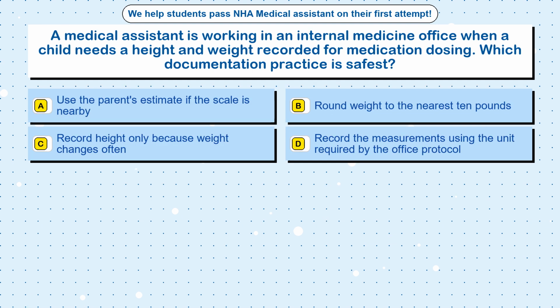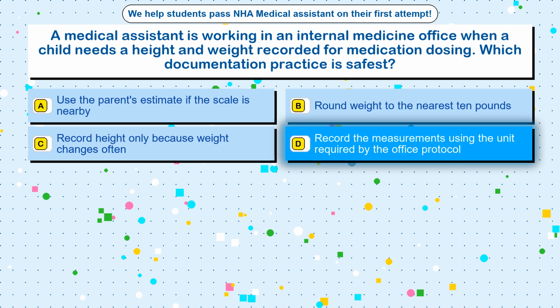Question 60. A medical assistant is working in an internal medicine office when a child needs a height and weight recorded for medication dosing. Which documentation practice is safest? Option A, use the parent's estimate if the scale is nearby. Option B, round weight to the nearest 10 pounds. Option C, record height only because weight changes often. Option D, record the measurements using the unit required by the office protocol.